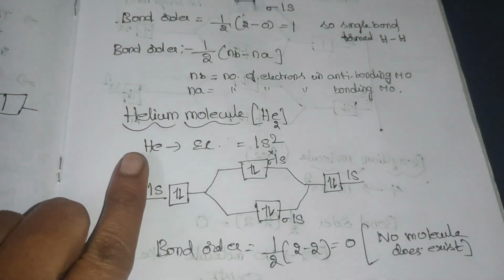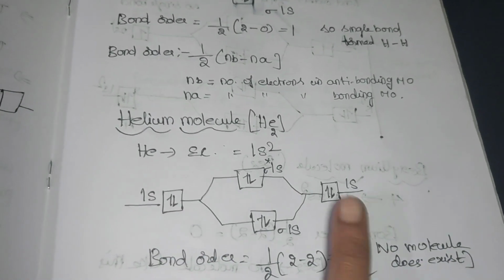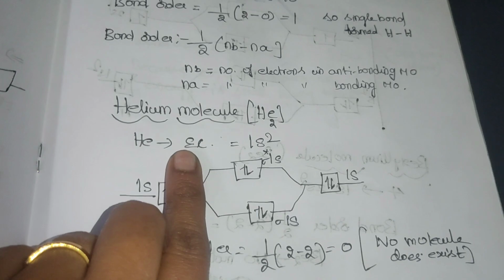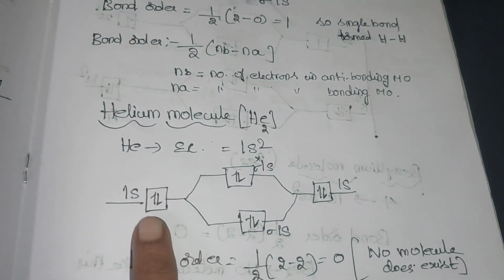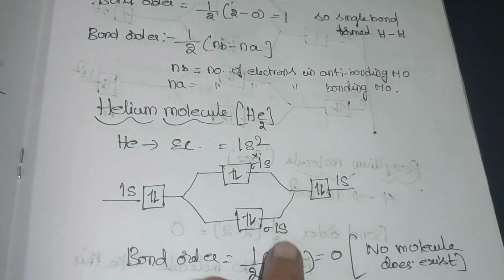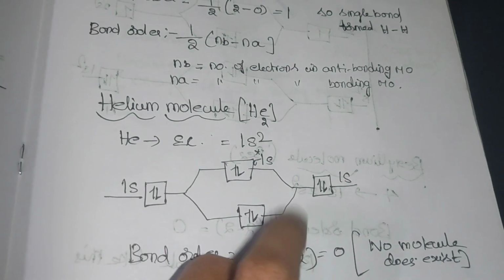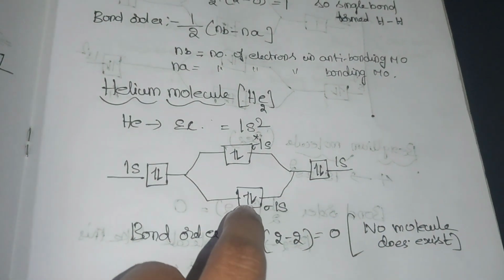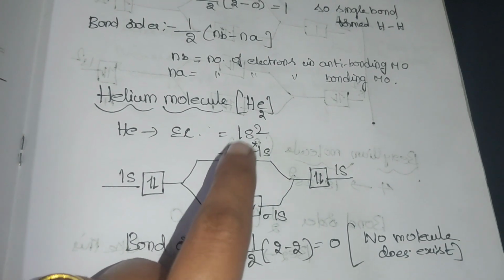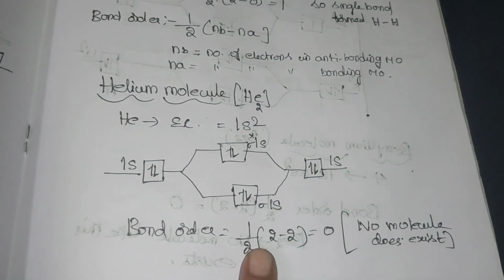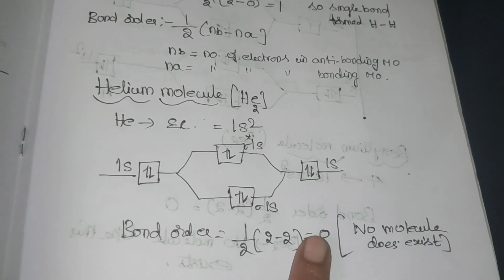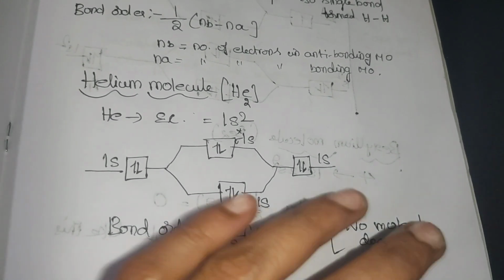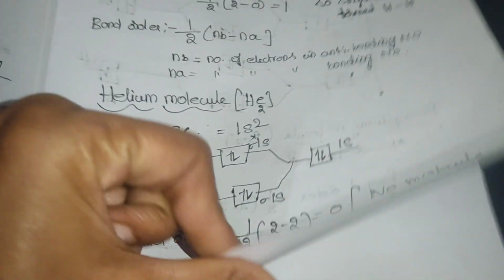So let's see the helium molecule. Two helium atoms combine together to form the He2 molecule, and the electronic configuration of helium is 1s2. So 1s2 combine to form sigma 1s bonding and sigma star 1s anti-bonding molecular orbitals. If we calculate the bond order, half into 2 electrons in bonding minus 2 electrons in anti-bonding, so half into 2 minus 2, and anything multiplied with 0 is 0. If the bond order is 0, as I already told, the molecule will not exist. So the He2 molecule will not exist.